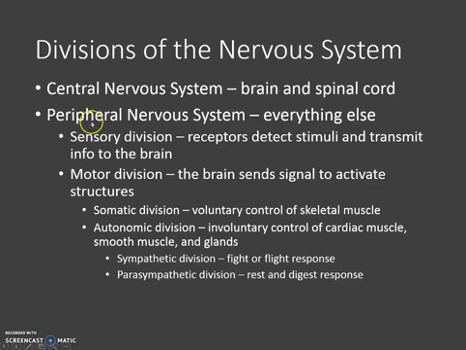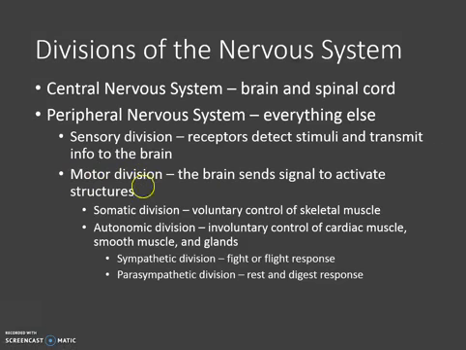Now, within the peripheral nervous system, there are two divisions. There's a sensory division that sends information to the central nervous system, and a motor division that responds to stimulus from the central nervous system. The sensory division would be like sensory receptors being stimulated, and that information getting sent to the brain where it can be perceived. The motor division would be something like the central nervous system sending a signal to, for example, skeletal muscles in order to make them contract.